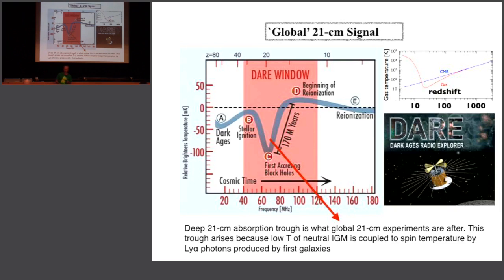It's remarkable. It's probably difficult to see, but this is the moon. Right? This Dark Ages Radio Explorer would be on the far side of the moon, basically, because then terrestrial radio interference would be minimized. Right?